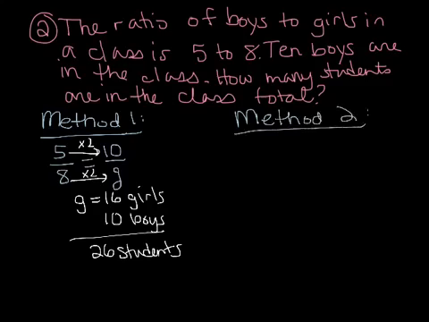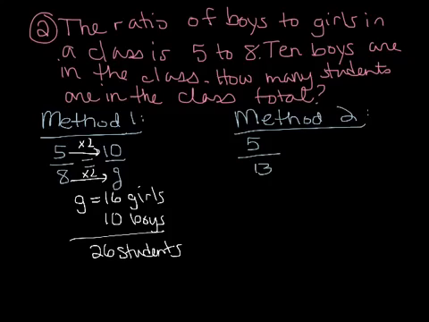So rather than knowing that the ratio of boys to girls in the class is 5:8, I know that the ratio of boys to students in the class is 5:13. I get that 13 by adding 5 plus 8. So for every 13 students, 5 of them are boys. That's what we're showing here.